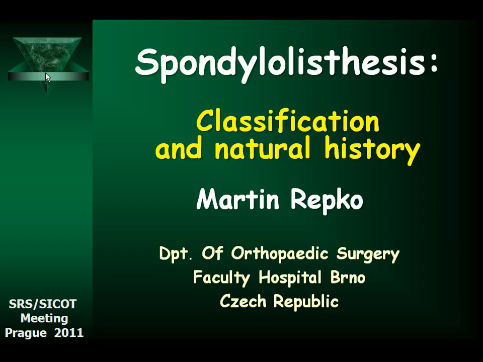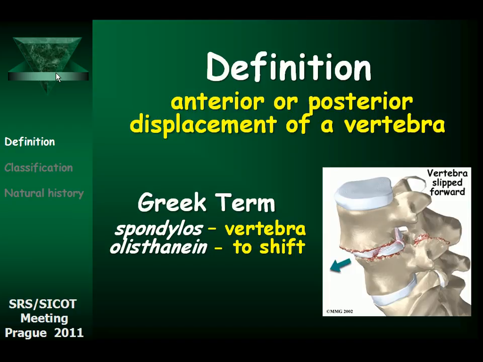I will report on classification in natural history. Mr. Chairman, ladies and gentlemen, it's my great honor to present our contribution about the introduction to spondylolisthesis with classification in natural history. We can define spondylolisthesis as anterior or posterior displacement of the vertebra.